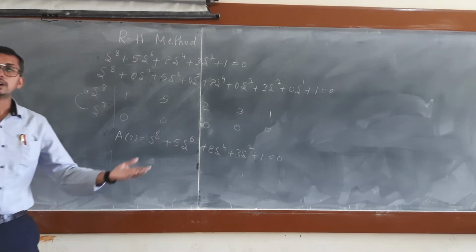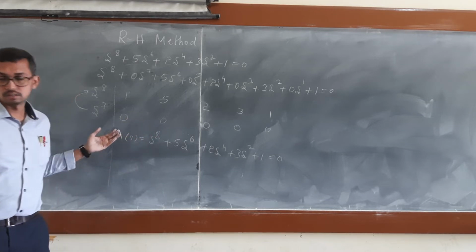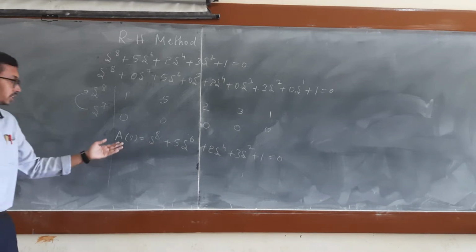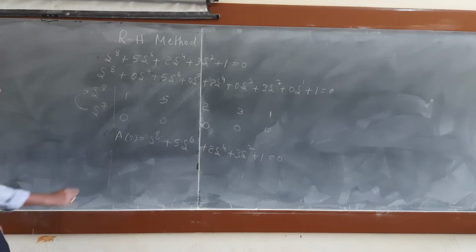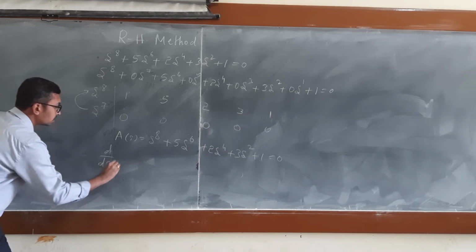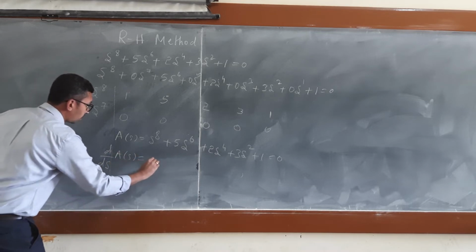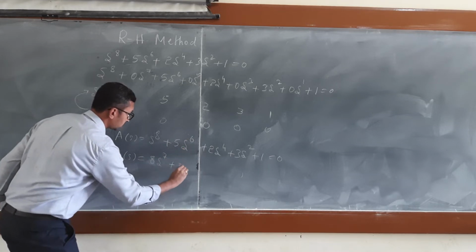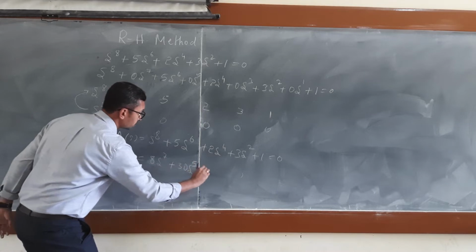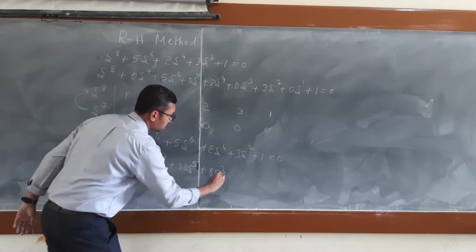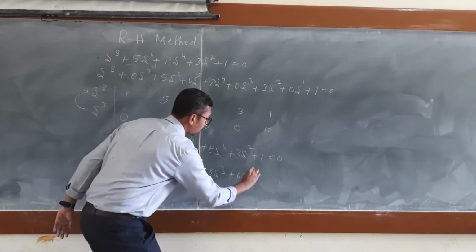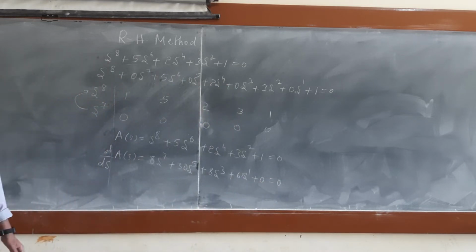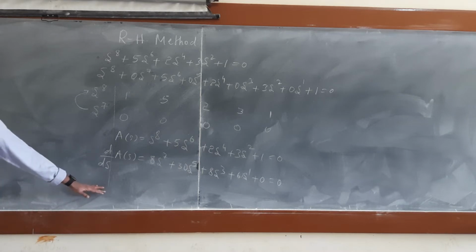Now what do I need to do? I need to differentiate with respect to s. So d by ds of A(s) is equal to what? 8s to the power of 7, 6 times 5 is 30s to the power of 5, 8s to the power of 3, 6s to the power of 1 plus 0 is equal to 0. Is it clear? Yes, sir.